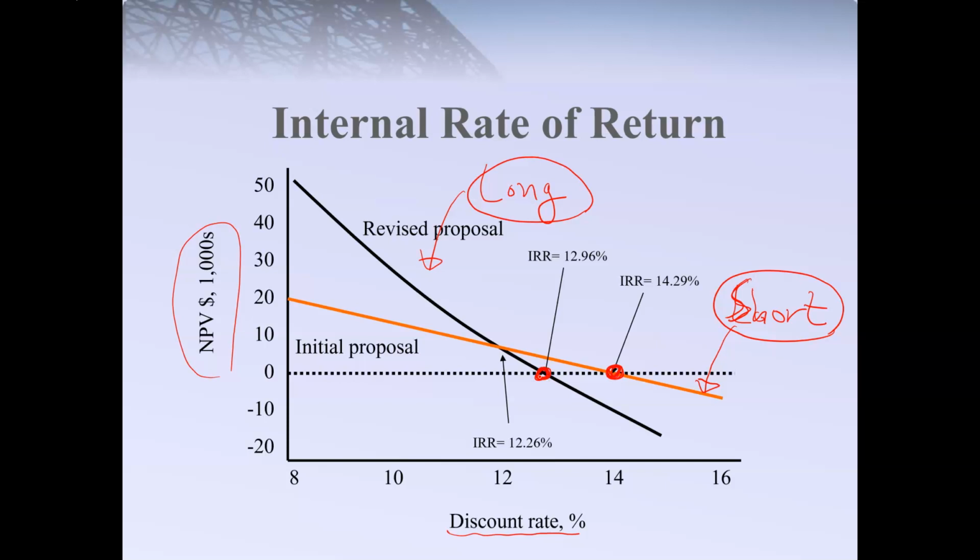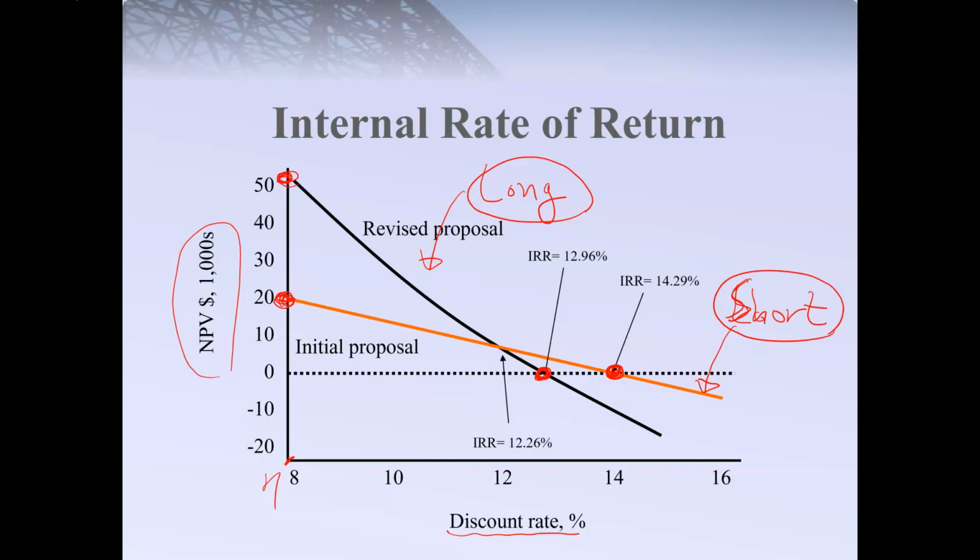So according to the internal rate of return, the short project is better than the long project, right? But according to the net present value, so here the discount rate is supposed to be 7%. This is the net present value of the short project, and this is the net present value of the long project, and the net present value of the long project is higher, right? So why does this happen?